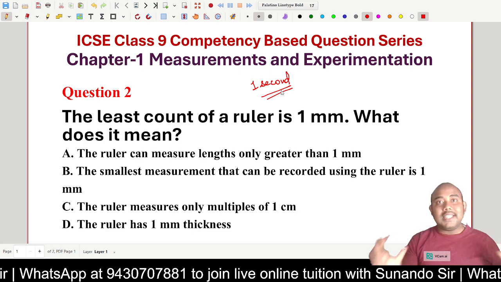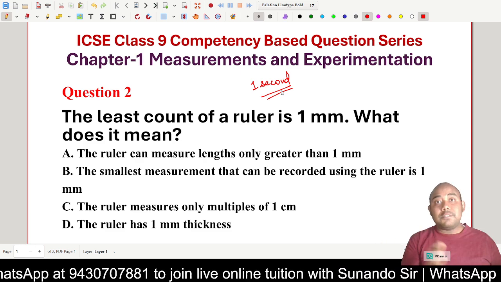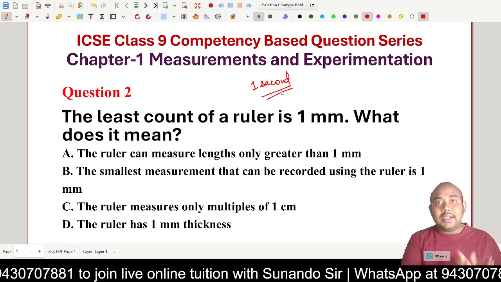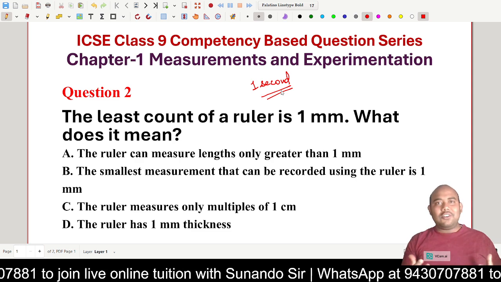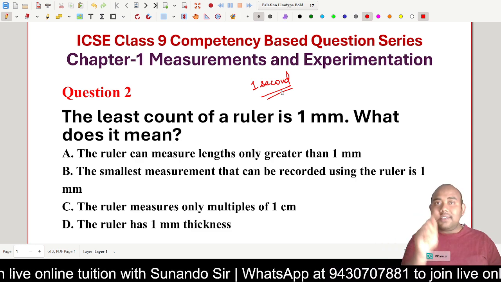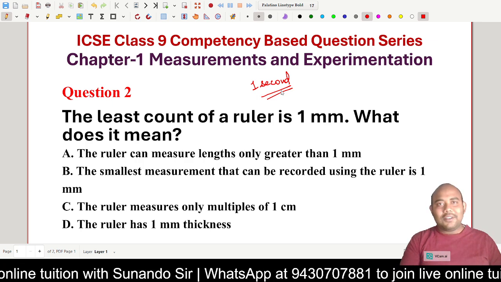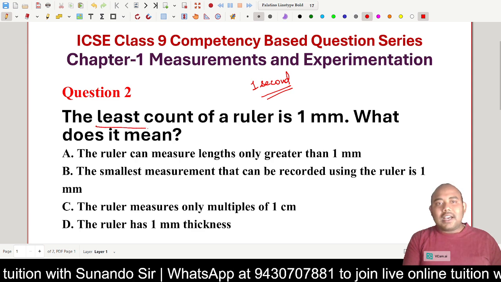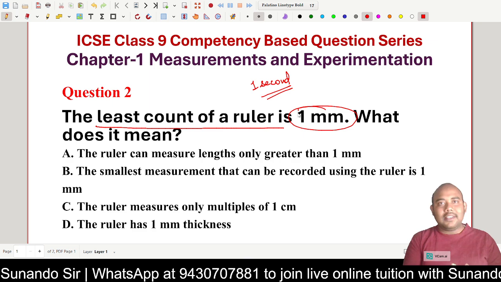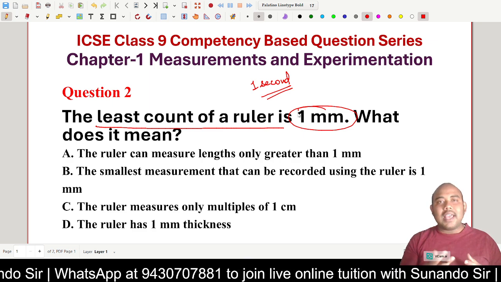I'm talking about the general clocks, not the more advanced clocks which can measure even smaller time than 1 second, but the general clocks that we have in our homes. So the smallest time is 1 second. So that 1 second is the least count of that clock. So if the least count of a ruler is 1 mm, it means this 1 millimeter is the smallest measurement that we can have from this.